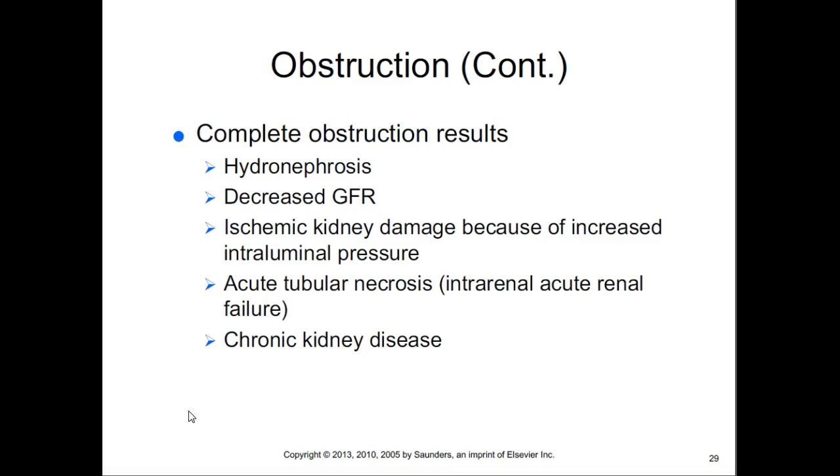Right. So ischemic kidney damage, because of increased intraluminal pressure, is very possible. Consequence: acute tubular necrosis, because of course now you have limited blood flow to this area because of enlargement, right? And that can lead to acute renal failure, or acute kidney injury, as we will call it from now on, and then chronic kidney disease.